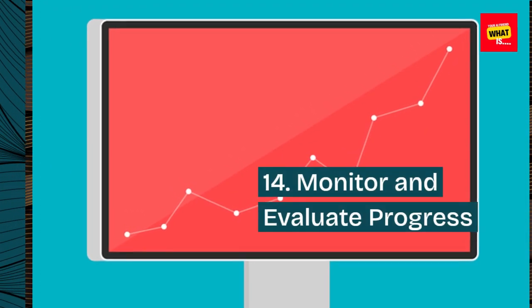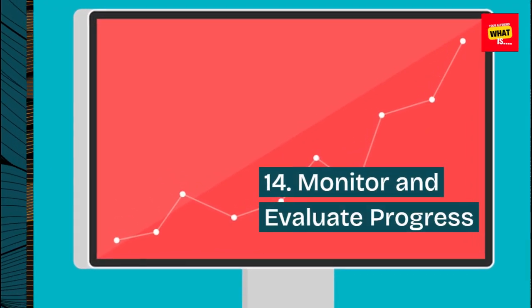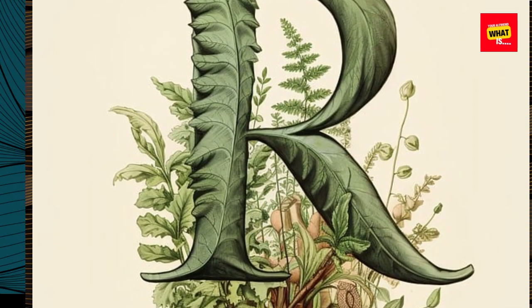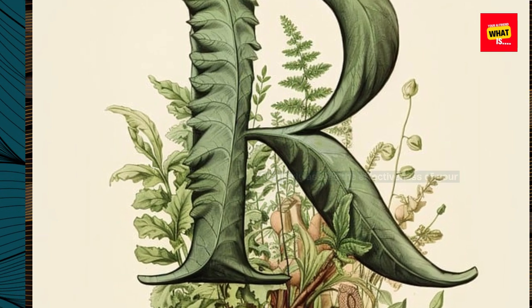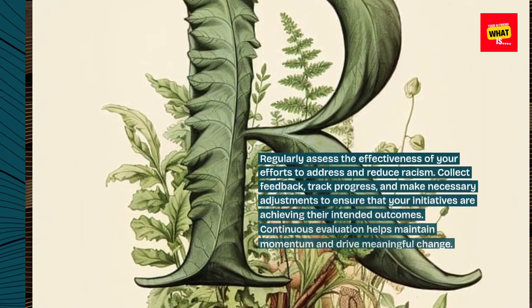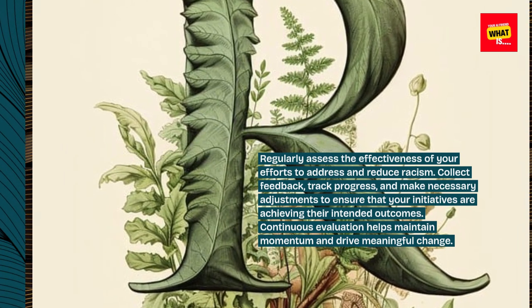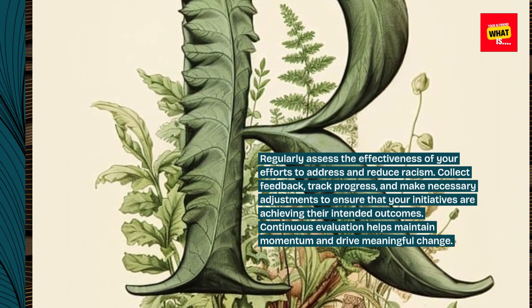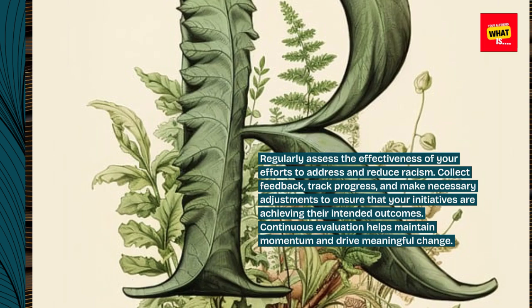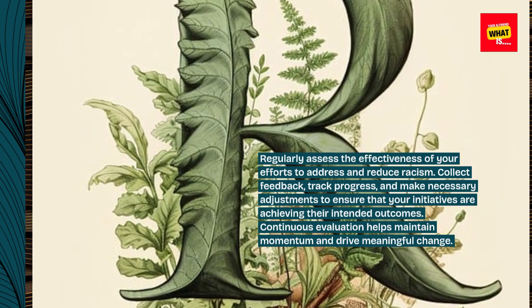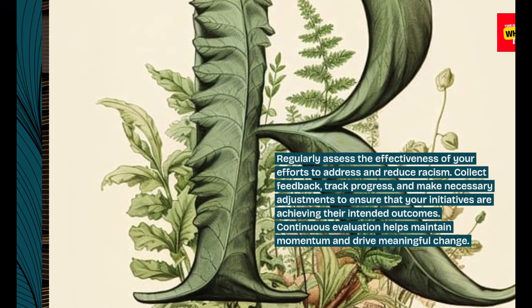14. Monitor and evaluate progress. Regularly assess the effectiveness of your efforts to address and reduce racism. Collect feedback, track progress, and make necessary adjustments to ensure that your initiatives are achieving their intended outcomes. Continuous evaluation helps maintain momentum and drive meaningful change.